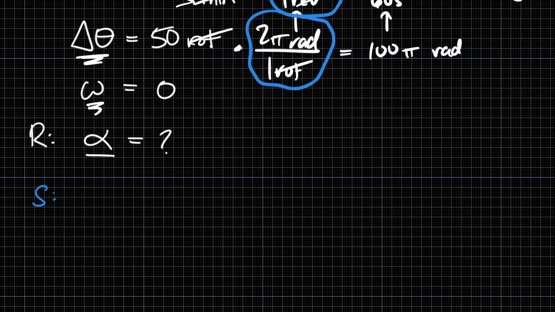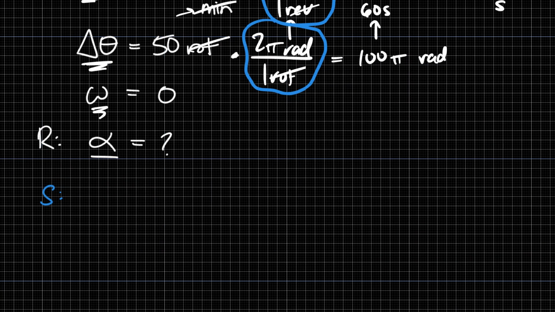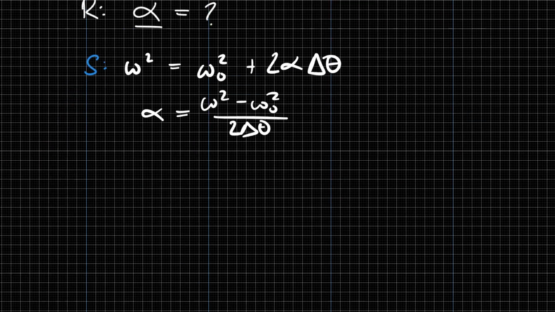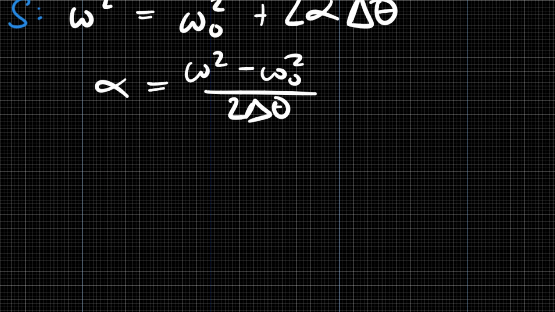So our solution is going to be omega squared equals omega naught squared plus 2 alpha delta theta. Okay, so we need to solve for alpha. So let's go ahead and do the algebra there. So alpha then equals omega squared minus omega naught squared divided by 2 delta theta. That's fairly quick, but if you walk through the steps, you will get that exact same answer. So let's go down here and plug and chug.